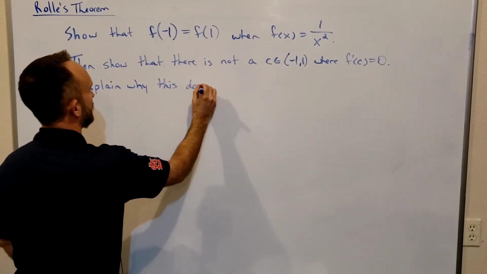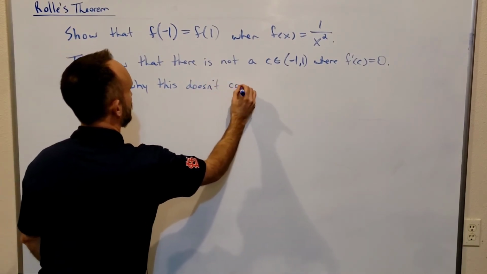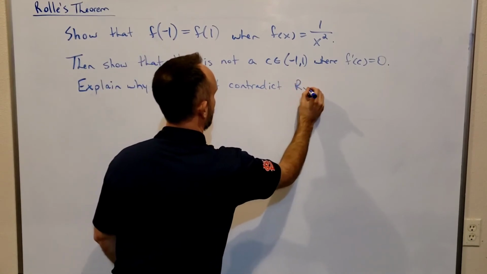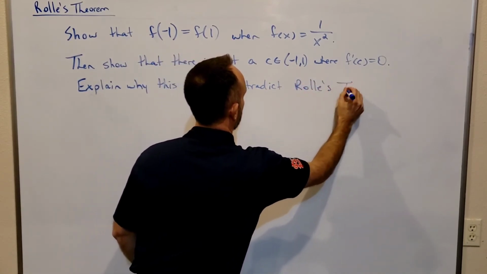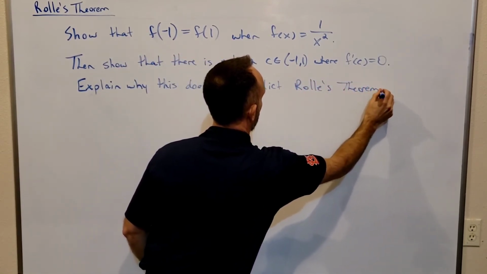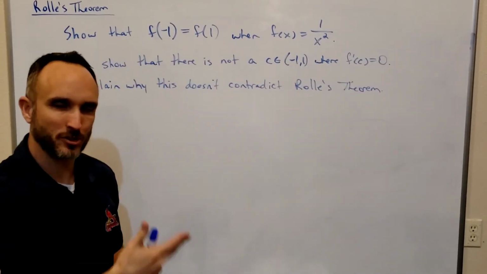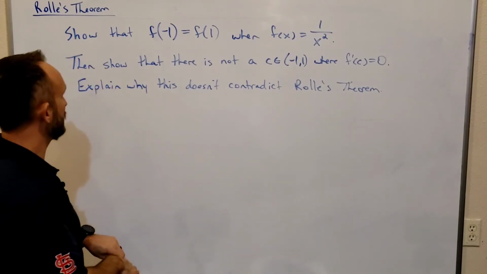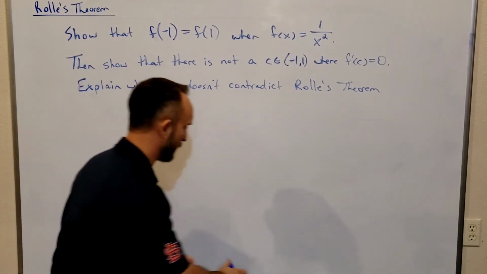this doesn't contradict Rolle's theorem. Because if we found a contradiction to Rolle's theorem, that would mean that Rolle's theorem is not true. But it should be. It's a theorem, right? So here we go. Let's do the first part.